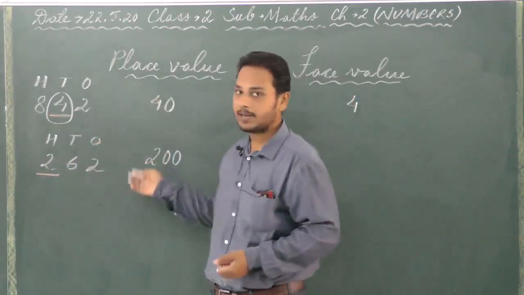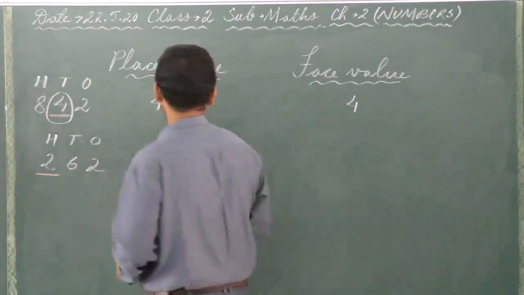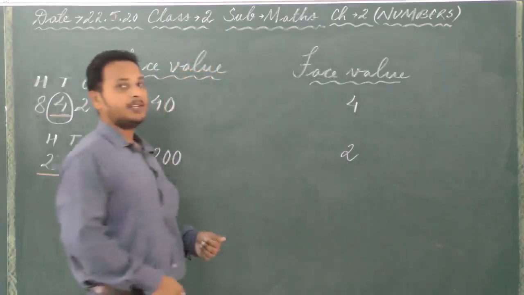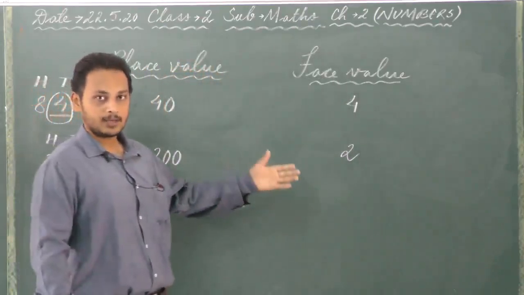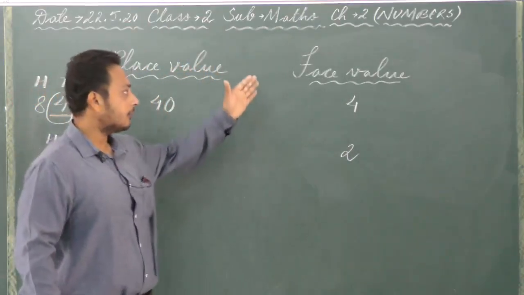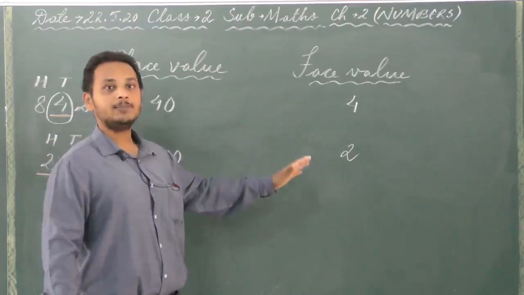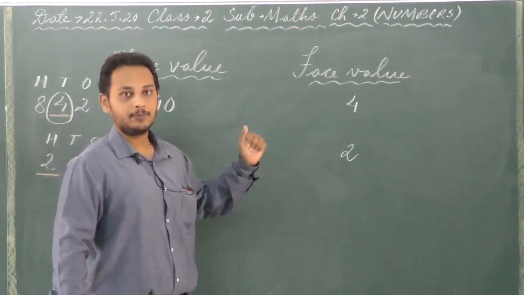200, the place value. And what is the face value of 2? The face value of 2 will be 2. Okay, I told you just now, moments ago, that the face value of a particular number will always be the number itself.